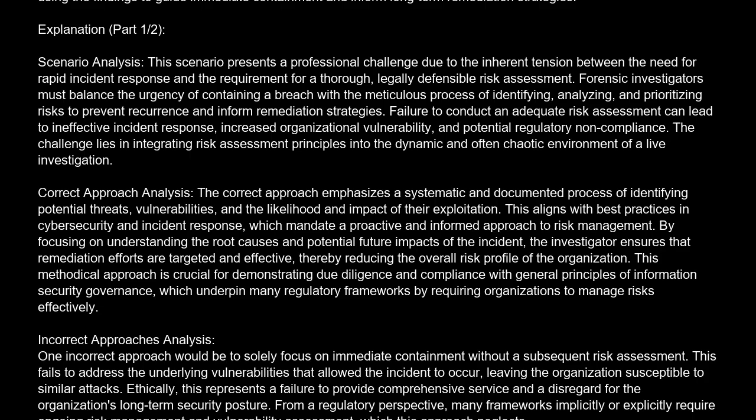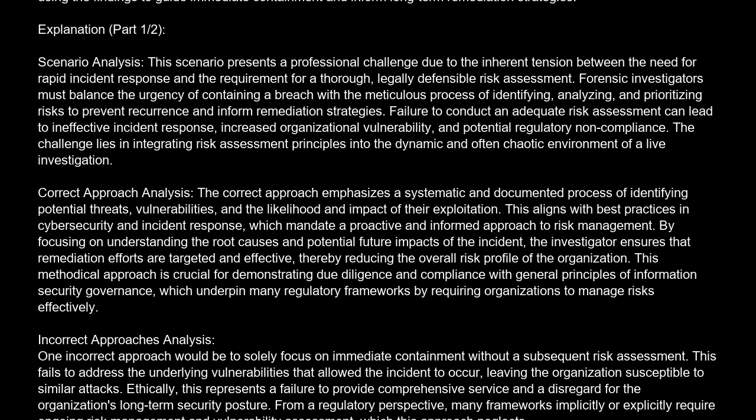Incorrect approaches analysis. One incorrect approach would be to solely focus on immediate containment without a subsequent risk assessment. This fails to address the underlying vulnerabilities that allowed the incident to occur, leaving the organization susceptible to similar attacks. Ethically, this represents a failure to provide comprehensive service and a disregard for the organization's long-term security posture. From a regulatory perspective, many frameworks implicitly or explicitly require ongoing risk management and vulnerability assessment, which this approach neglects.